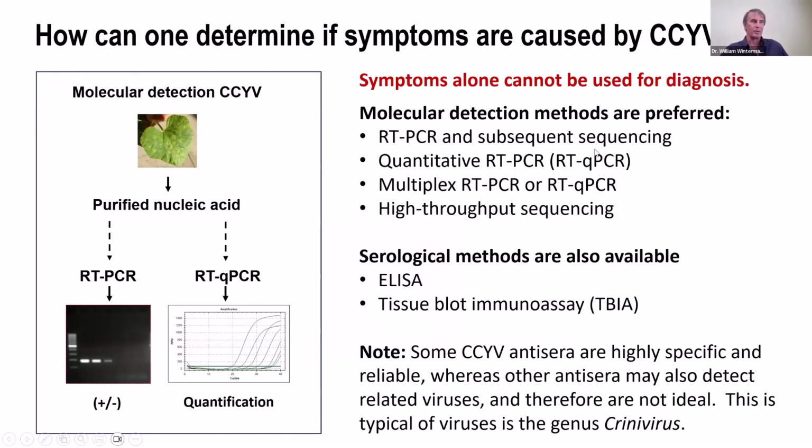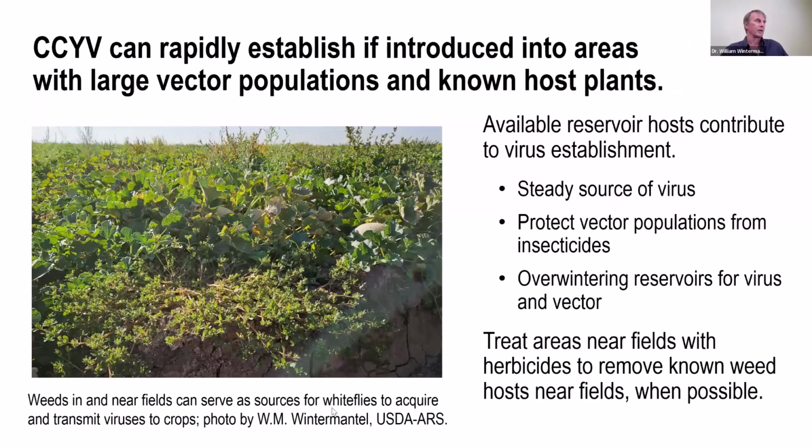Quantitative PCR allows you to measure the amount of virus, as shown with these little graphs. You can see where the lines come up. We can actually tell how much virus is there, or we can use a plus-minus test. Serological methods are available. They do work. They're better if you know what virus you're targeting. If you don't know which virus you're looking for, there is some cross-reactivity with some antisera, so it is not necessarily ideal for crinivirus detection.